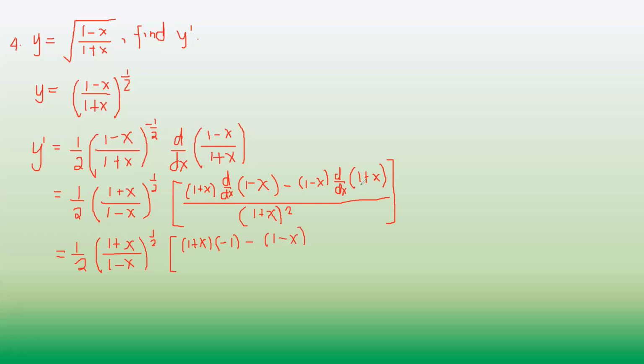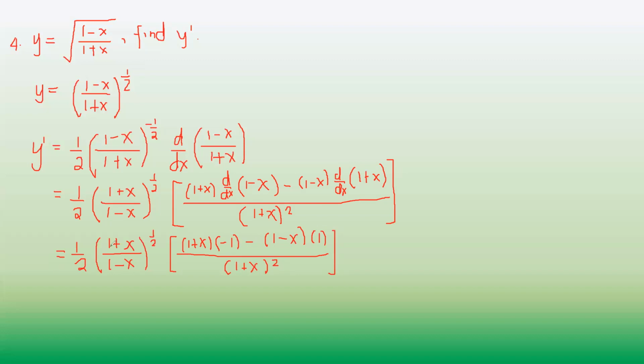So ang derivative ng 1 ay 0. Derivative ng x ay 1. So 0 plus 1. So we have 1 for the derivative, all over quantity 1 plus x squared. Okay, sana natin.